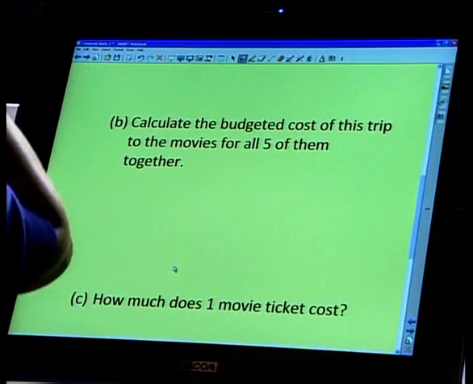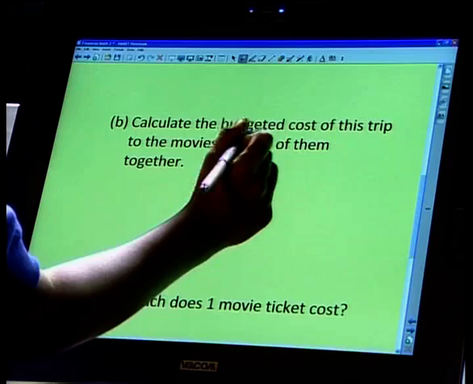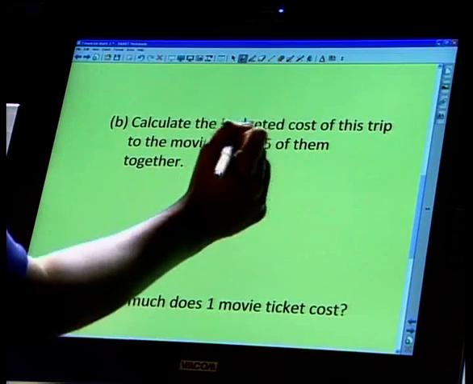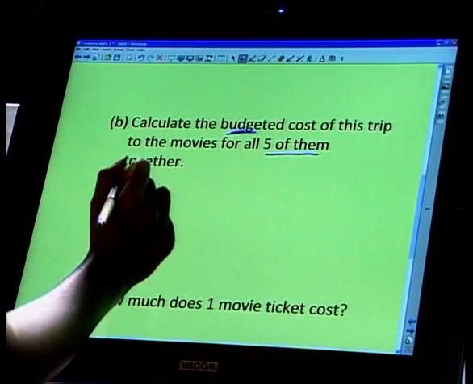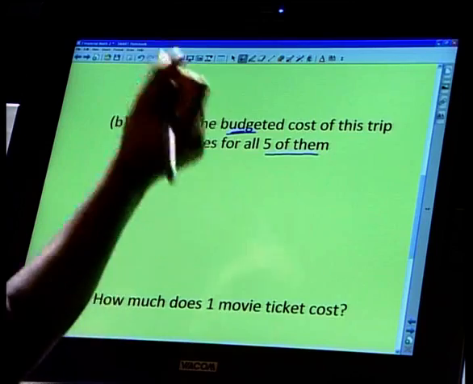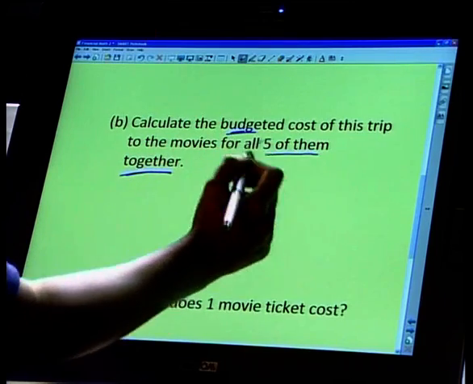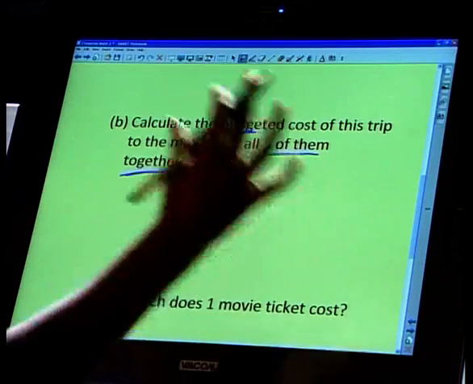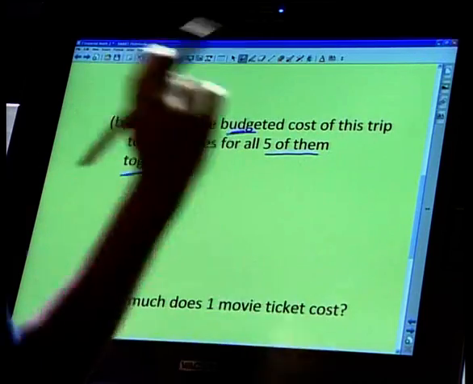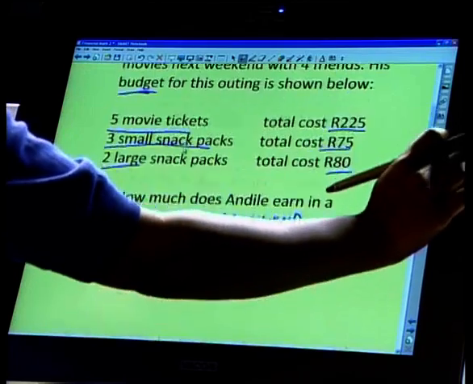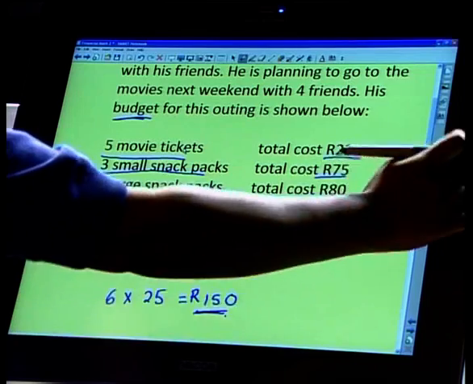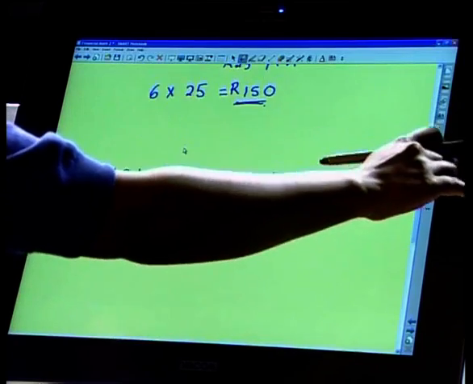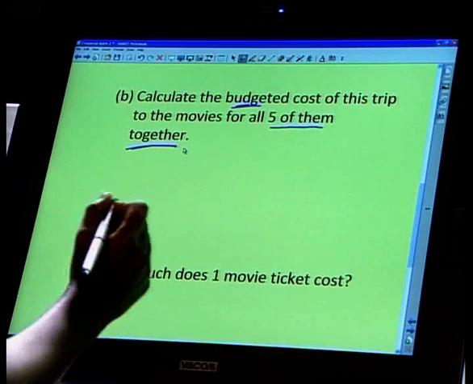The B part wants us to calculate the budgeted, so in other words, what he expects this whole trip to the movies to cost for all 5 of them together. So that's very important. They want to know the total cost altogether, so not for each individual person. So what we have to do here is take the total cost for the tickets, the snacks, and add them together, and that will tell us what they expect to pay for this outing.